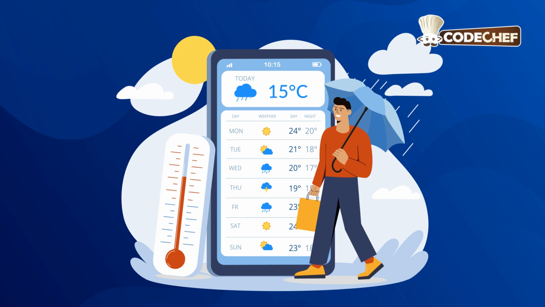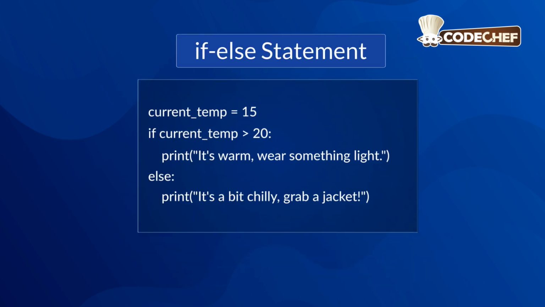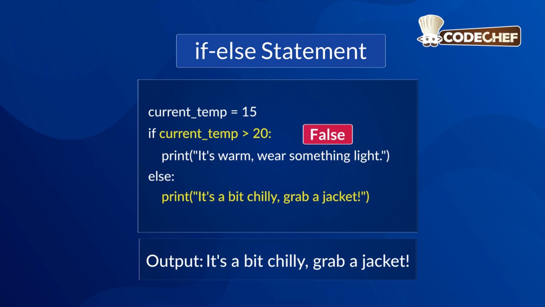Imagine you're building a weather app to give a user a recommendation on what to wear. Your code uses an if-else statement to check a condition. Here it asks, is the temperature greater than 20? Since it's not, the if condition is false, and the code moves to the else block, recommending a jacket. It's the perfect way to provide a clear fallback option.